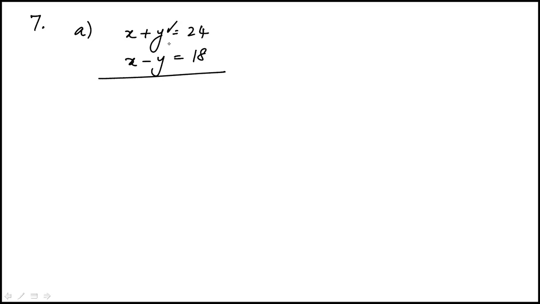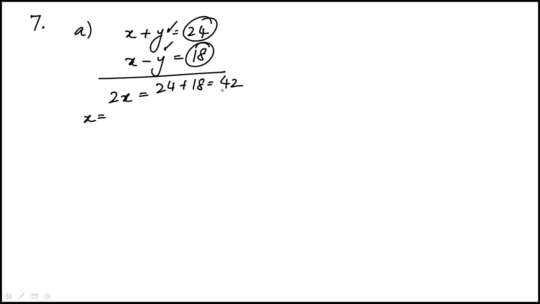So here we're given three system equations and we're asked to solve for x and y. First one is x plus y equal to 24, x minus y equal to 18. The easiest way is to add them, and that would eliminate the y terms because we have a plus and a minus y. This gives me 2x is 24 plus 18, which is 42.